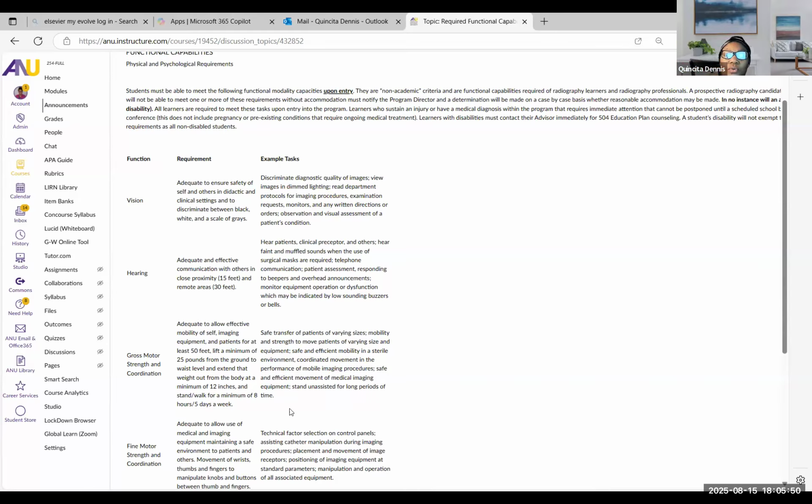Telephone communication, you will have a lot of that within the hospital, between doctors' offices if you need to call and get clarification on that. So again, you need to be able to hear. Patient assessment, when you're talking with your patients, you need to be able to hear them clearly, so you have to have decent hearing. Responding to overhead announcements and beepers, you have to be able to hear those. And then, of course, monitoring our equipment for malfunction, dysfunction, however you want to say it. A lot of the equipment is going to have buzzers, beepers, to kind of warn you.